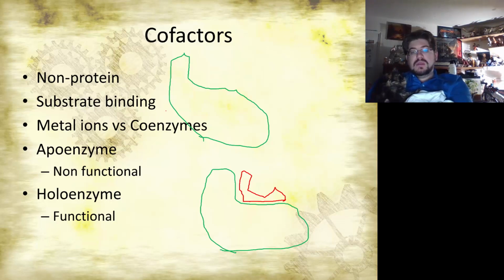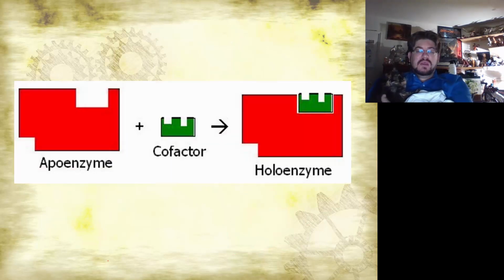There we go. So, apoenzyme, enzyme alone, no cofactor. Holoenzyme, happy enzyme that's functional because it has its cofactor. And there's a much worse drawing.